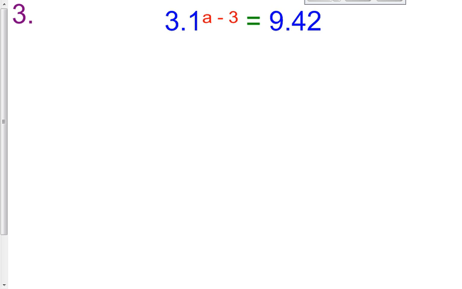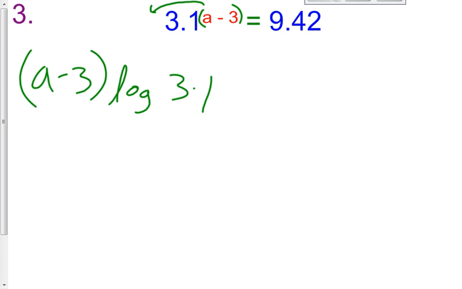All right, the process is going to remain the same for all these problems. We just get a step higher in difficulty level with each problem, basically. So this one, I have a binomial as my exponent. But it's going to remain the same. I'm going to take the log of both sides. So it's the log of 3.1 raised to the a minus 3, but I could bring that in front as a coefficient. So a minus 3 comes out in front, times the log of 3.1. That equals the log of 9.42.